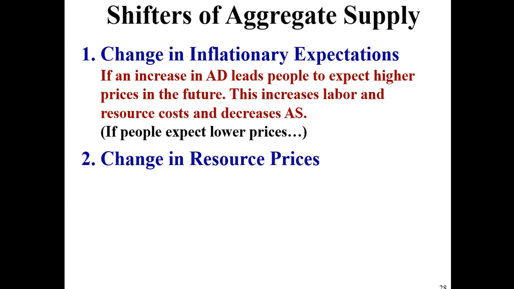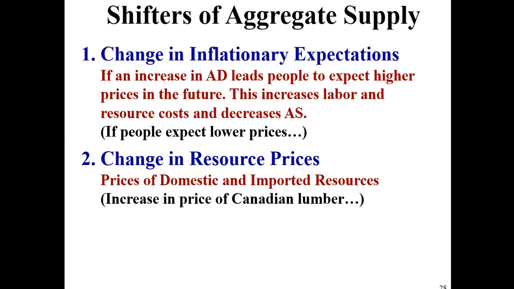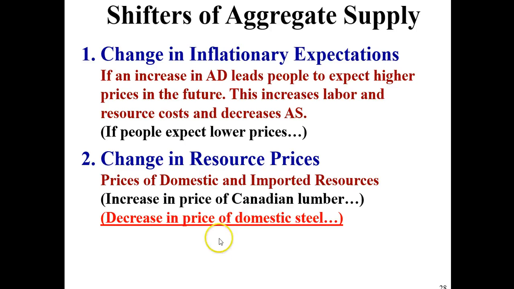The second shifter of aggregate supply is the change in resource prices. So the prices of domestic and imported resources, and this would be land, labor, capital resources. So if we have an increase in the price of Canadian lumber, then we're going to have a decrease in aggregate supply because it increases the costs. If we have a decrease in the price of domestic steel, then you can imagine we're going to have an increase in aggregate supply because now we have lower costs for production and it's going to increase the amount that we produce. Supply shocks can be a part of the change in resource prices.